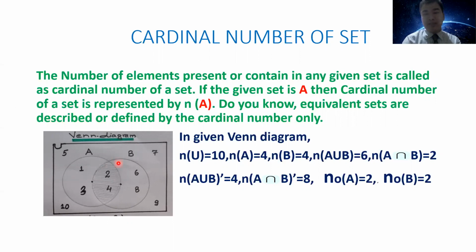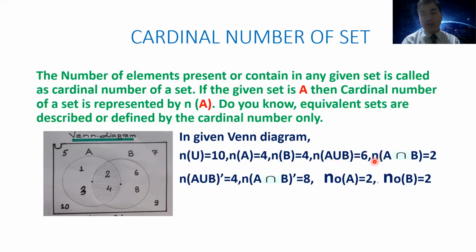And look here, in the given Venn diagram, n(U) means number of elements in the universal set, there are 10 elements, that's why its cardinal number is 10. The cardinal number of set A is 4, because inside A there are 4 elements, 1, 2, 3, 4. Similarly, the cardinal number of set B is 4, because inside B there are also 4 elements. And n(A union B), means A and B both, how many are there? 1, 2, 3, 4, and 6, 8. Altogether there are 6 elements.